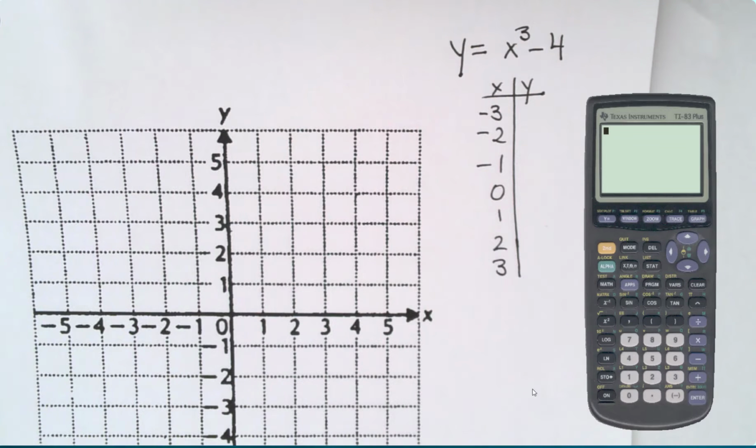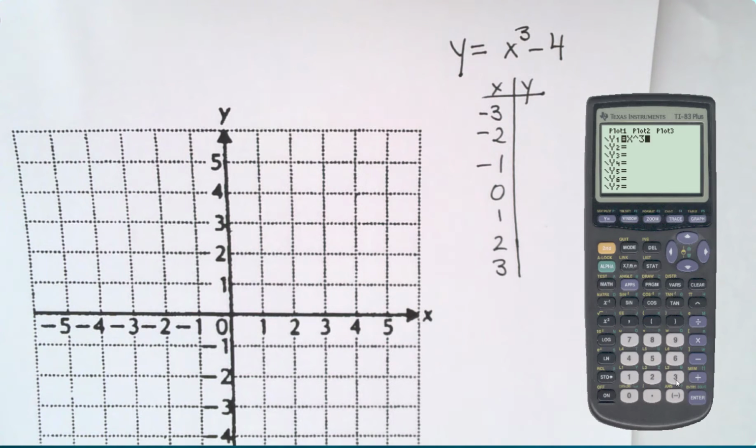So we'll do one more. Y equals x cubed minus 4. So again, you turn your graphing calculator on. Y equals, clear what's there. For x, you're using your variable button here. So x to the third power.